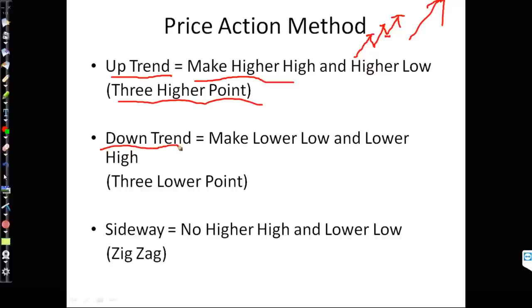And the second method is almost the opposite. They will create lower low and lower high, lower low, lower high and lower low. So we have seen here three lower points, one, two, three. When price runs like that, we'll confirm the trend is a downtrend. Criteria number one, this one.